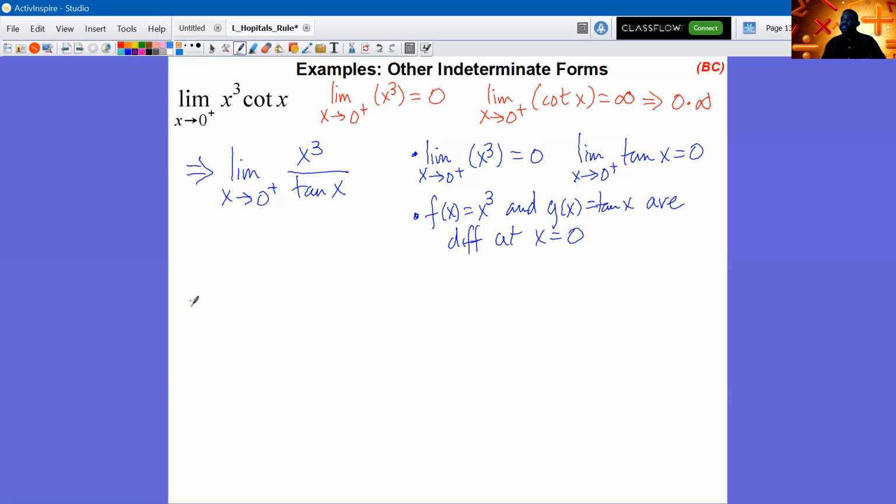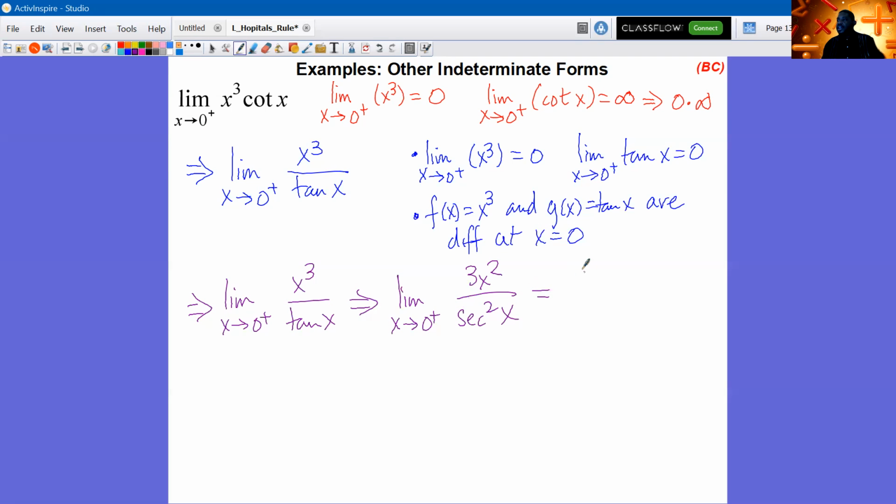So this new limit right here implies the limit as x approaches 0 of 3x squared over secant squared x. And now I'm ready to plug in my 0, and that's going to give me 0 at the top over 1, which is 0. So the limit is 0.